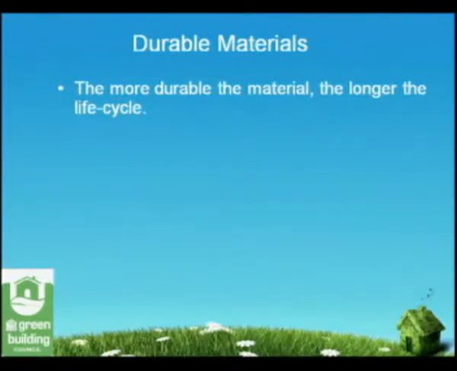Durable materials. Another key component of green building is durable materials. The less often we have to replace these materials, namely windows and other products, the less material goes into landfill and the less cost for the owner of the home. Using durable materials is a very important element of green building.